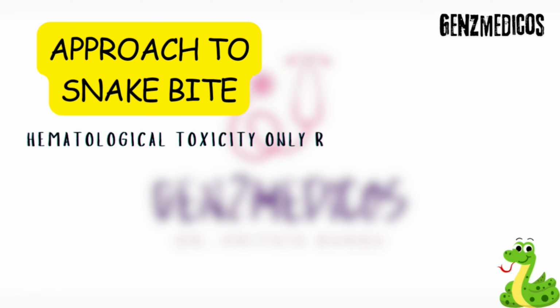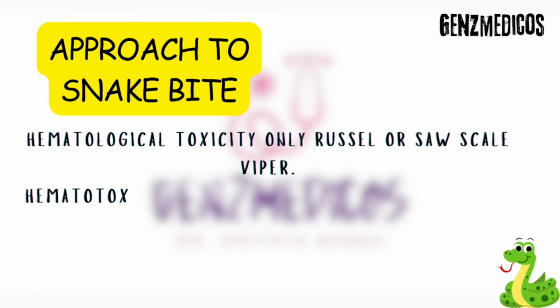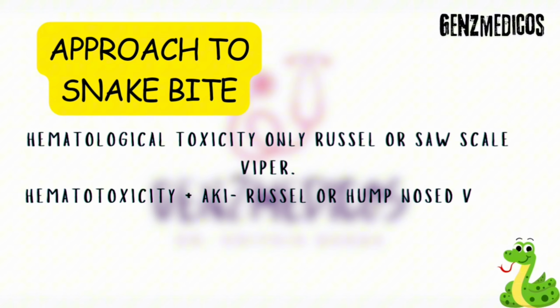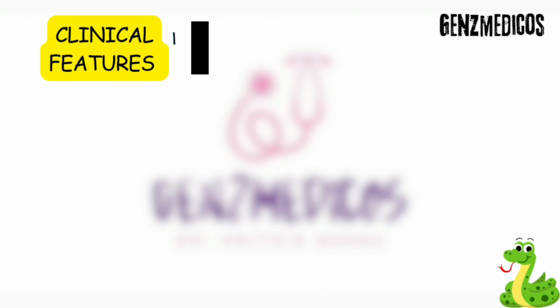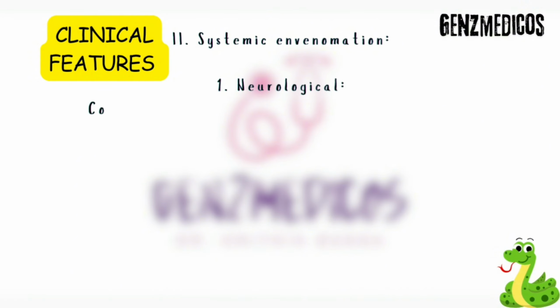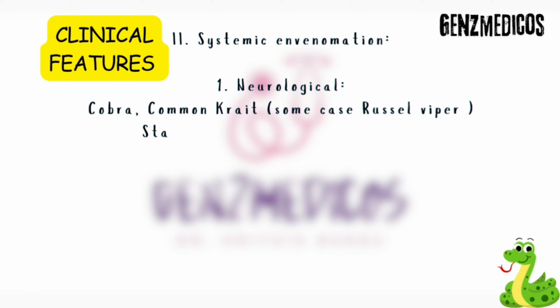See, V for V, vasculotoxic is always viper, okay? And when hematological toxicity is there, Russell's will always come, along with saw-scaled viper. But if the kidney is also involved along with the vascular thing, then it is hump-nosed viper. If kidney, blood and brain are involved, then only Russell's, because only Russell's involves the brain, no other viper involves the brain. I told you one mnemonic, NEW COKE, neurotoxic by cobra and krait, also by viper. Just include this thing.